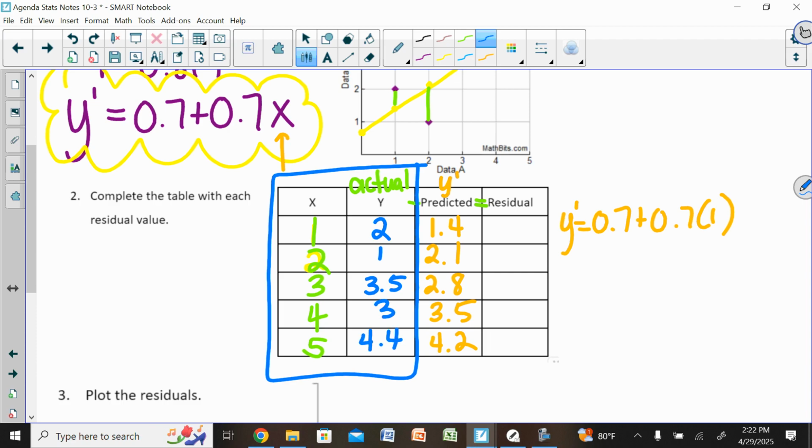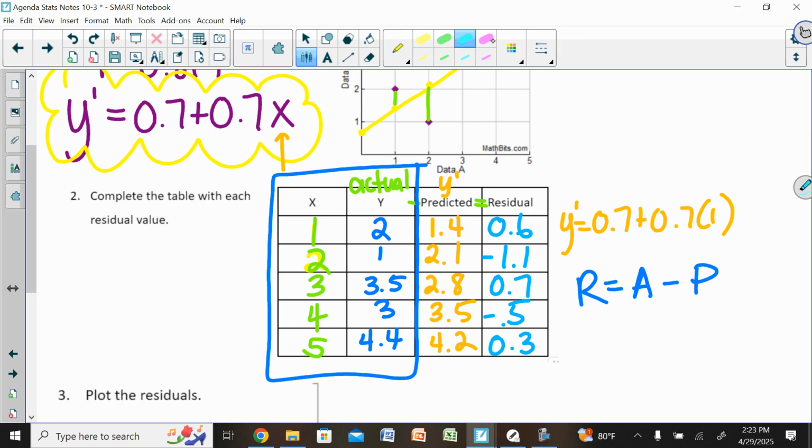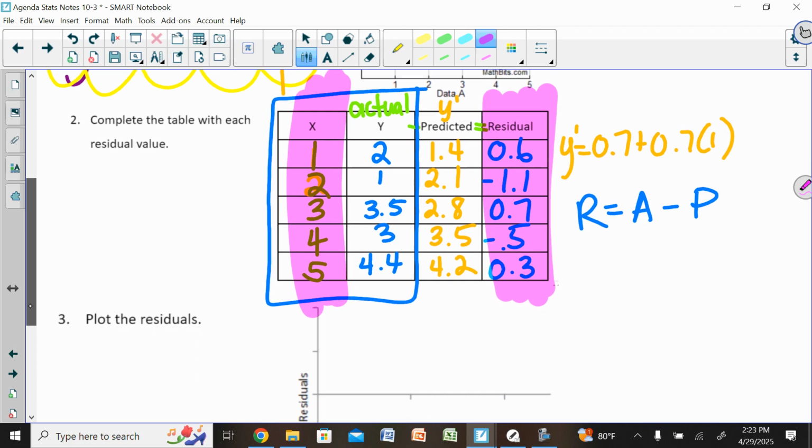So now I'm going to do residual equals actual minus predicted. So 2 minus 1.4, 1 minus 2.1 does give me a negative. Keep that in mind. 0.7, a negative 0.5, and a 0.3. This is what goes on my residual plot. So I have to keep my x values because that's my independent variable. And then I use my residual values as my y-axis for my residual plot.